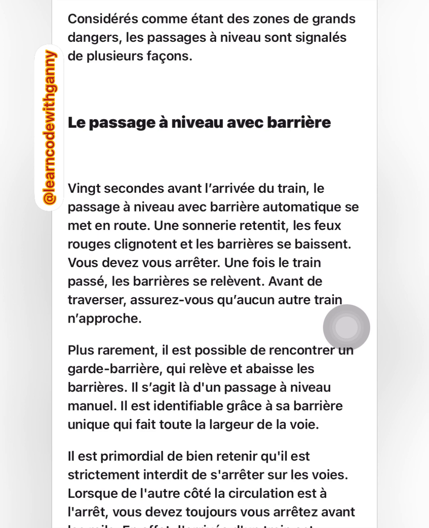Twenty seconds before the arrival of the train, the level crossing with automatic barrier starts. A bell rings and a red light flashes. The barriers go down. You have to stop. Once the train has passed, the barriers rise. Before crossing, make sure there is no other train approaching.